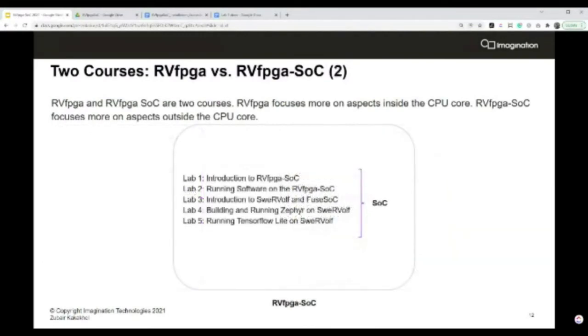So RVfpga focuses on the inside of the core and, more closely, the I/O. And the course that we were just talking about, RVfpga-SoC, focuses more on the bigger picture and the SoC aspects. We focus on two ways of building the SoC: the block design way, where we connected one wire at a time manually, and the FuseSoC way, where we used a build system and described our system on chip, and then generated the sources for this SoC. We also focus on the breadth, and wanted to talk more about Zephyr, running a real-time operating system on our SoC, and then running TensorFlow Lite on the SoC.